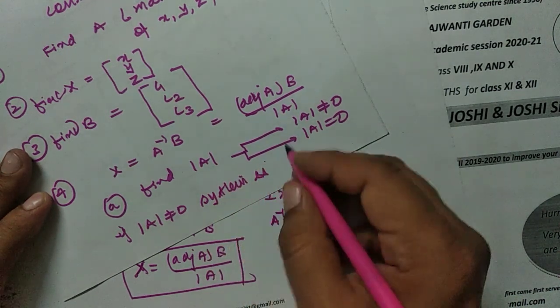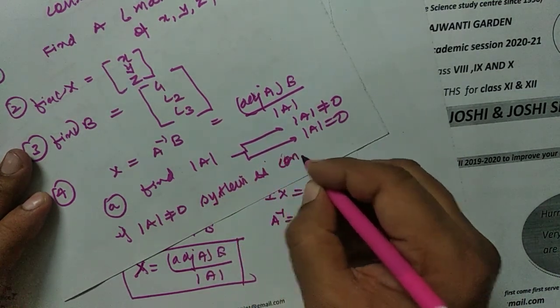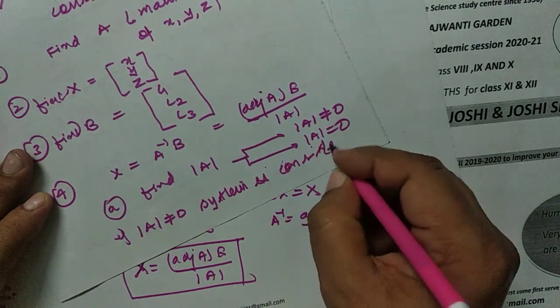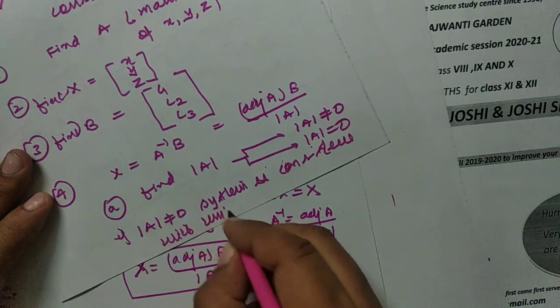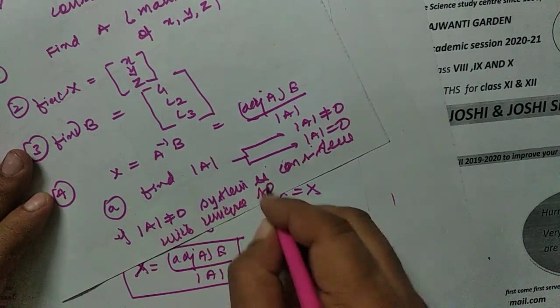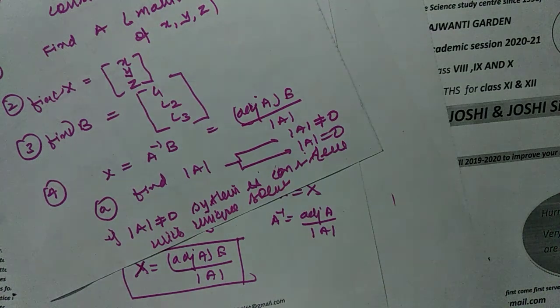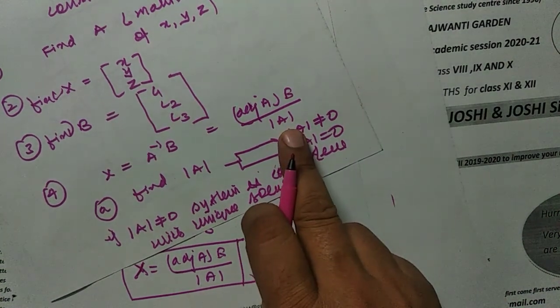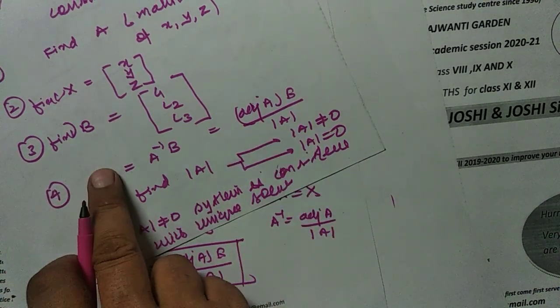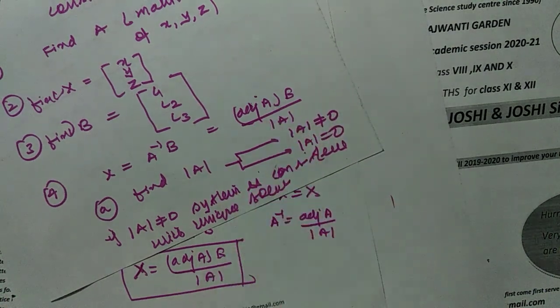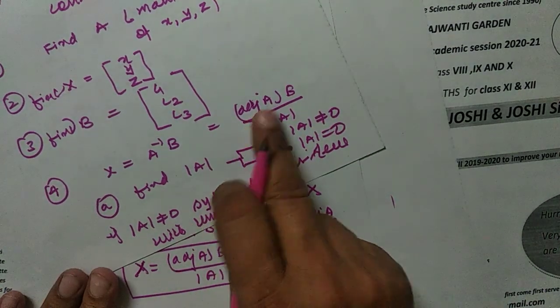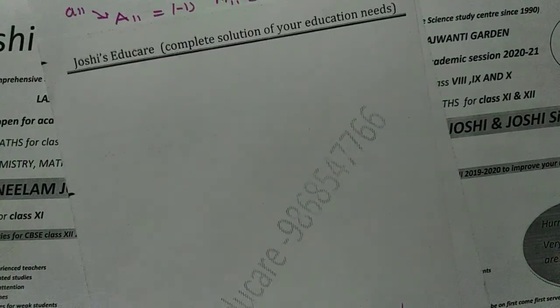So first of all, you have to find determinant of A. Alright. So by determinant of A, you will know whether the system is consistent or not. Naturally, you have to find this X, and X is equal to A inverse into B. So first of all, we will find determinant of A. Second step, we will find adjoint of A.